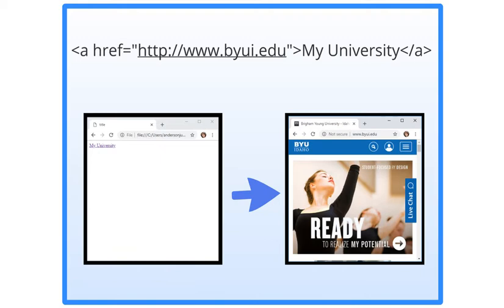This is an attribute with the name of href and the value in quotes of the URL or web address of where the link will take the user. href stands for hypertext reference.